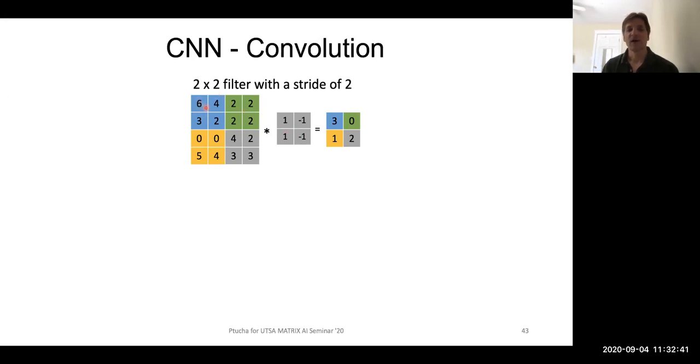So that's a 1 times 6 plus a 1 times 3 plus a negative 1 times 4 plus a negative 1 times 2, and I get 3. And then I skip over 2, and I do the same operation over here, and I get 0. Then I jump down over here, and I do the same operation over here, and I get 1. And I skip over 2, and I do the same operation over here, and I get a 2. All right, that's cool. That's convolution.